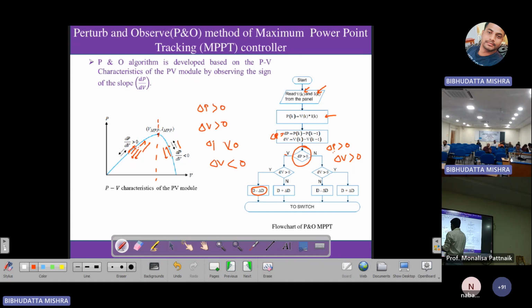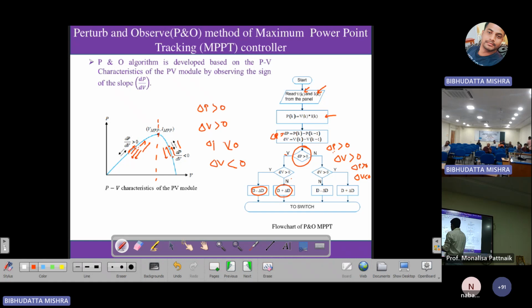Now the other case is that your del P is greater than 0, but del V is less than 0. So what is the point? Just think about it. If you move from this point to this point, what is happening? Your del P is greater than 0, but your del V is less than 0. So what should you do? You should decrease the voltage. Decreasing the voltage means increasing the duty ratio. So del P greater than 0, del V less than 0 means you are on the other side, so you should decrease the voltage, that means increase the duty ratio. From these two, you are actually deciding which side and which direction you are moving. Okay. So these are the 4 cases.